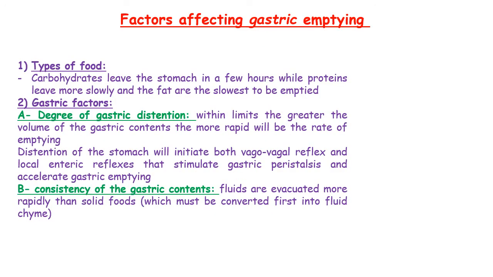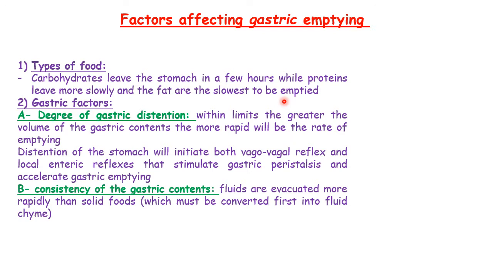Now we are moving to the factors affecting the gastric emptying. The factors affecting the gastric emptying include, number one, factors related to the food. Number two, we have gastric factors and duodenal factors. Type of food: carbohydrates leave the stomach in a few hours, while proteins leave more slowly, and the fat is the slowest to be emptied. So according to the nature of the meal or the contents present in food, a meal containing more carbohydrate will empty faster than if it contains fat and protein.